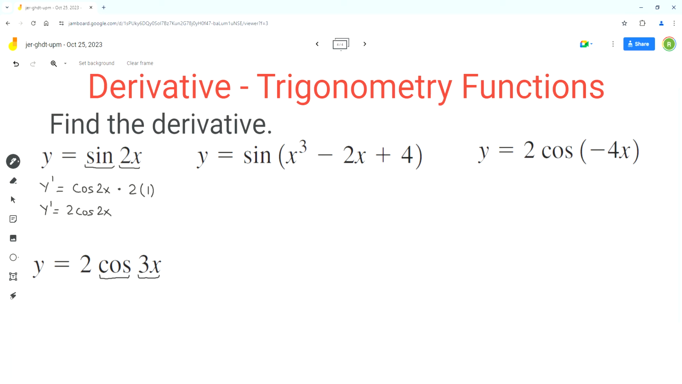So we get y prime equals, so the coefficient 2 stays the same, and now we know that the derivative of the outer function cos is negative sine. So we get negative sine 3x times the derivative of the inner function, which is 3x, and in the term 3x, 3 is the coefficient, so it will stay as it is, and the derivative of x is 1.